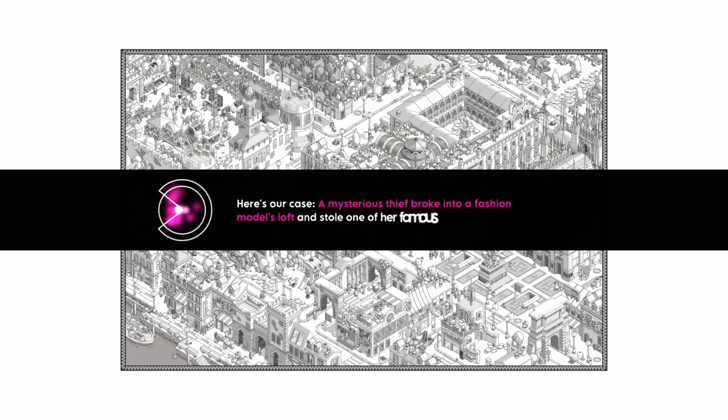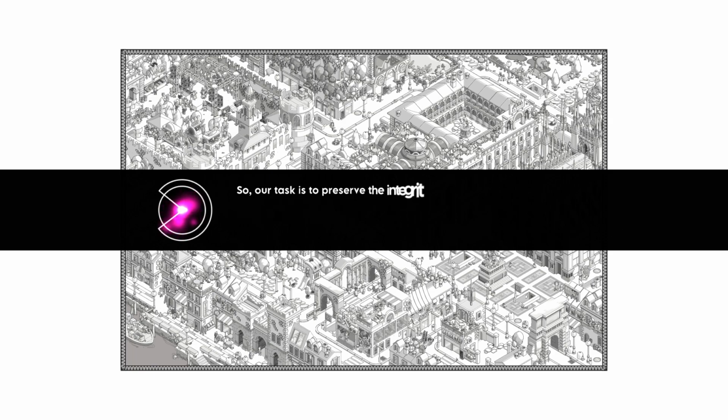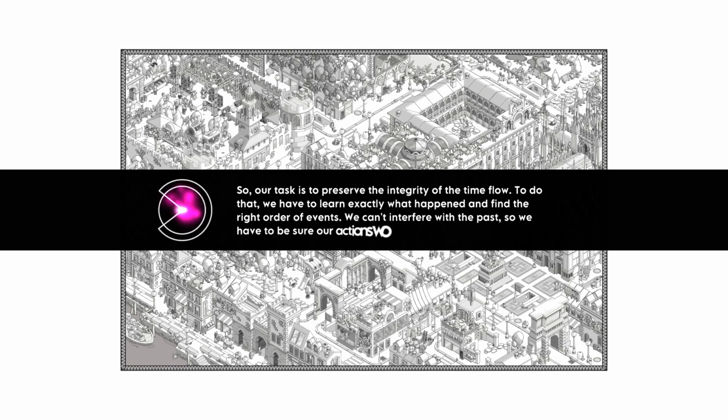Here's our case. A mysterious thief broke into a fashion model's loft and stole one of her famous jewels. There's a catch, though. According to the true timeline, the crime hasn't happened. So our task is to preserve the integrity of the time flow. To do that, we have to learn exactly what happened and find the right order of events. We can't interfere with the past, so we have to be sure our actions won't create further paradoxes.